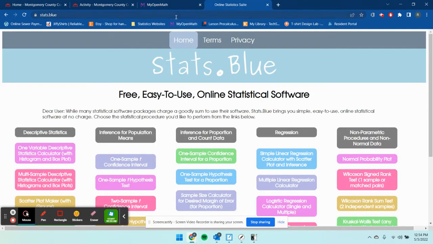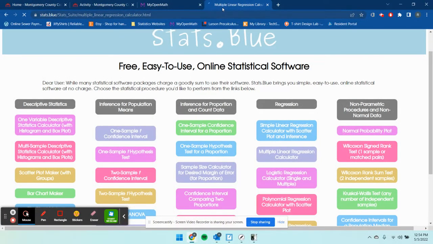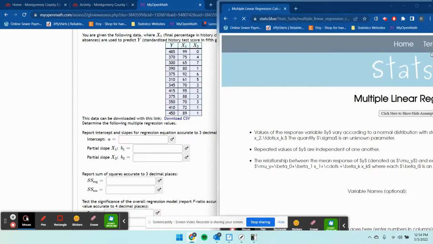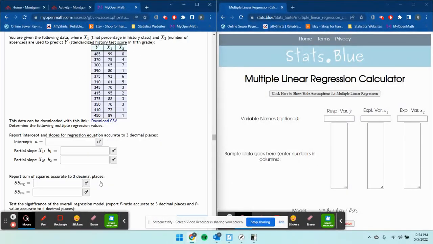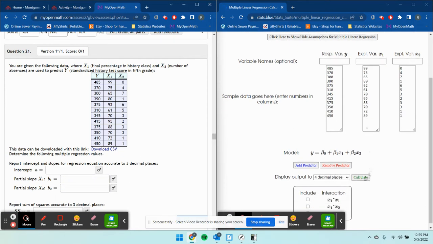So I have to use the Stats Blue website. If you go to stats.blue, we're going to hit the multiple linear regression calculator. I'm going to put that here, put this here. So I will put my data into these columns. We'll pause this and come back. Okay, now all the data is entered, so I'm just going to hit calculate.